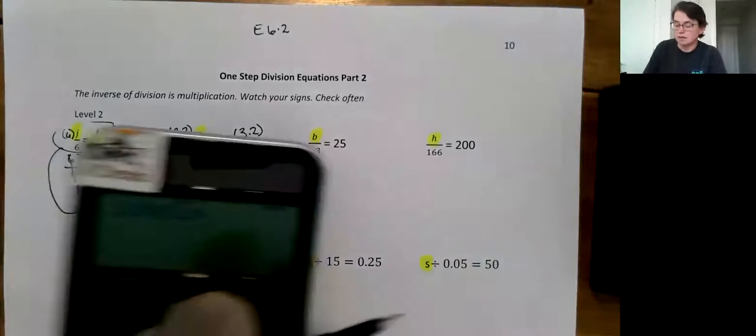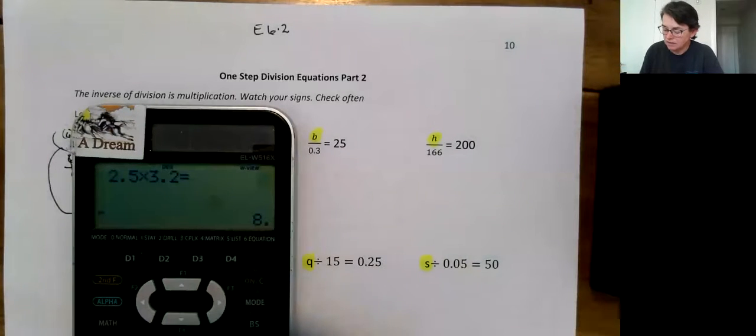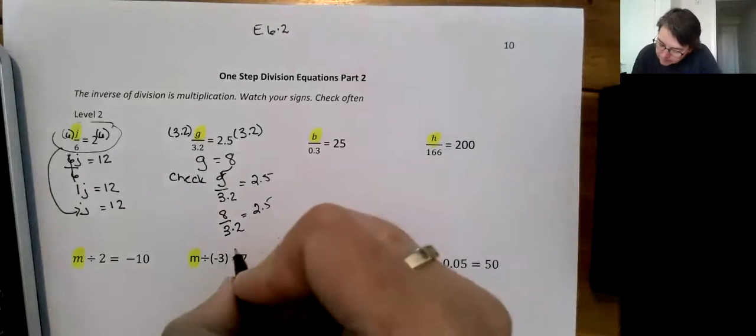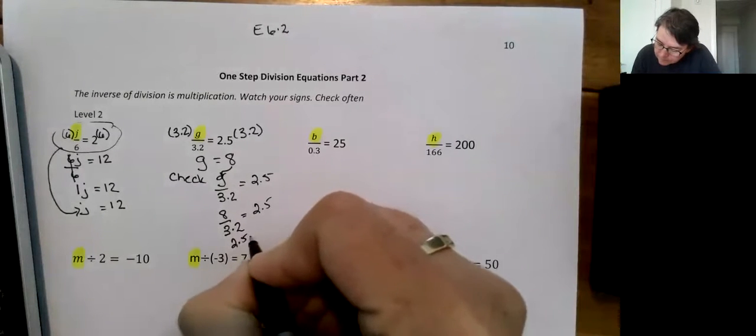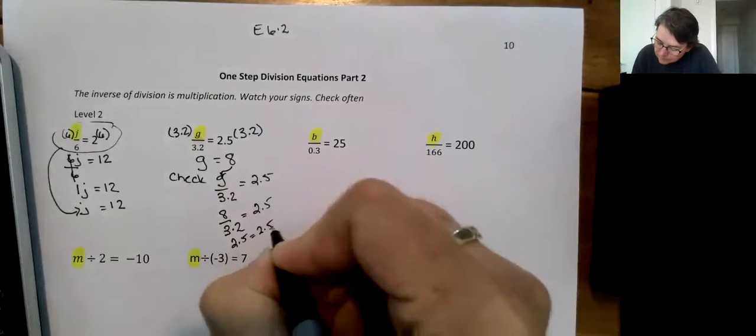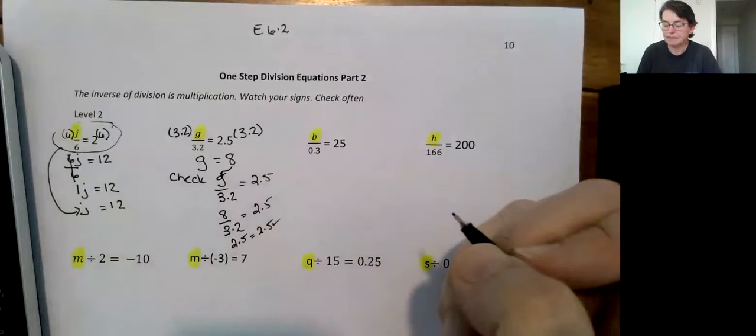And then, again, don't just trust it. Use your calculator. 8 divided by 3.2. 2.5. So we're good. Ta-da.